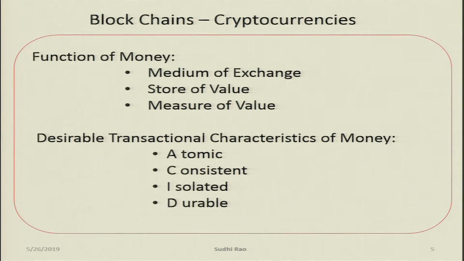Third, we use money to measure the value of things. If there is a shirt worth 300 rupees here and another company has a shirt worth 500 rupees, it is automatic that this shirt is more valuable than that shirt because it costs more in terms of money. So, we use money to measure the value of 2 different items. So, these are the 3 purposes.